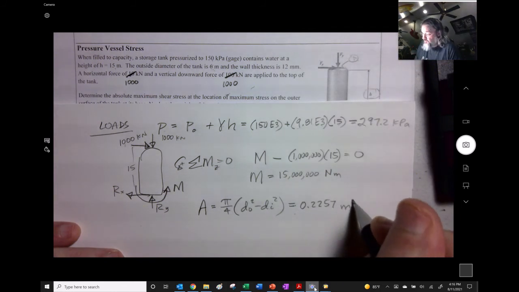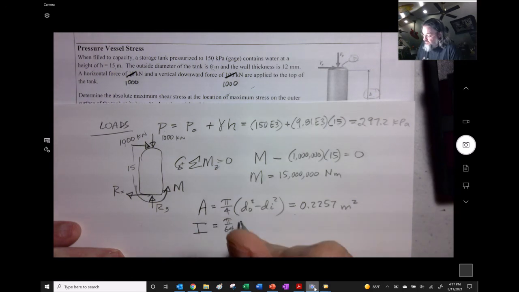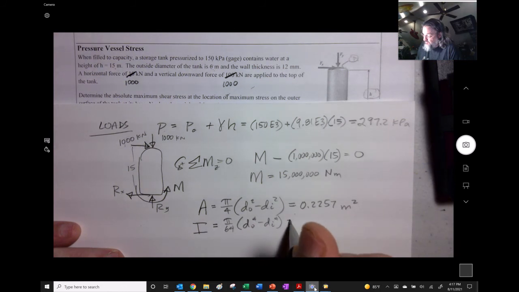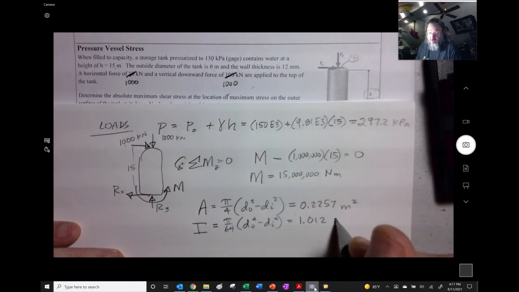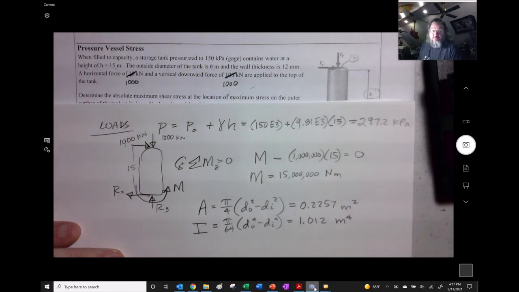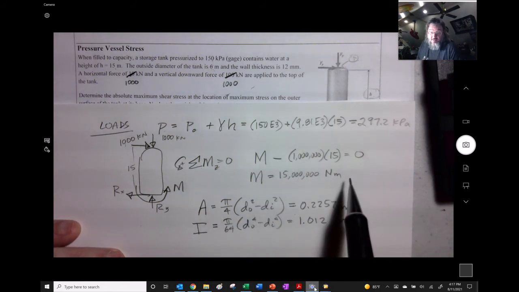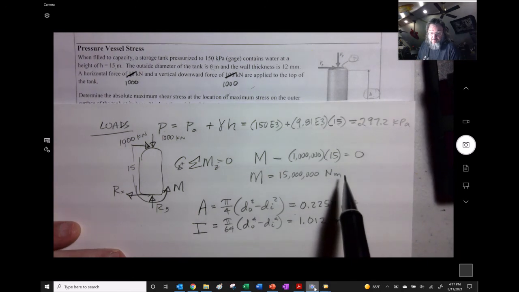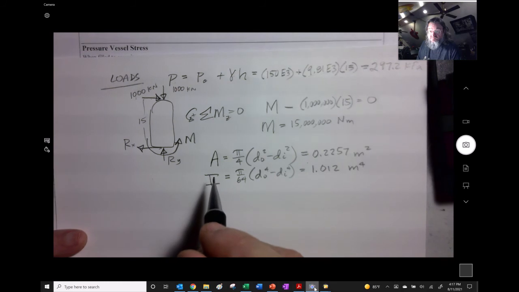0.2257 meters squared. And I is going to be equal to pi over 64, and that's dO fourthed minus DI fourthed. Once again, plug those numbers in, you get 1.012 meters fourthed. We don't need J because there's no torque on this thing. This is going to be all normal stresses. Okay, so we're ready for stress, I think. Yep.